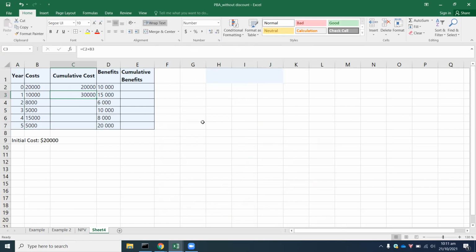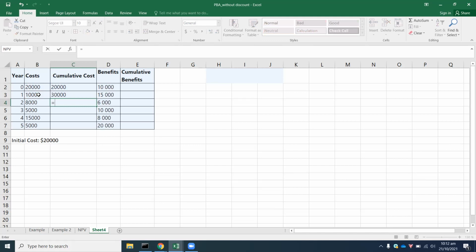And I do not need any decimal points. Alrighty. So let's do it again. To find the cumulative cost for year 0, equal sign, that's how you start your formula, and click on cell B2, and that gives a value of 20,000. Next up, to find the cumulative cost for year 1, your cumulative cost for year 0 plus the cost for year 1 gives you a total of 30,000.